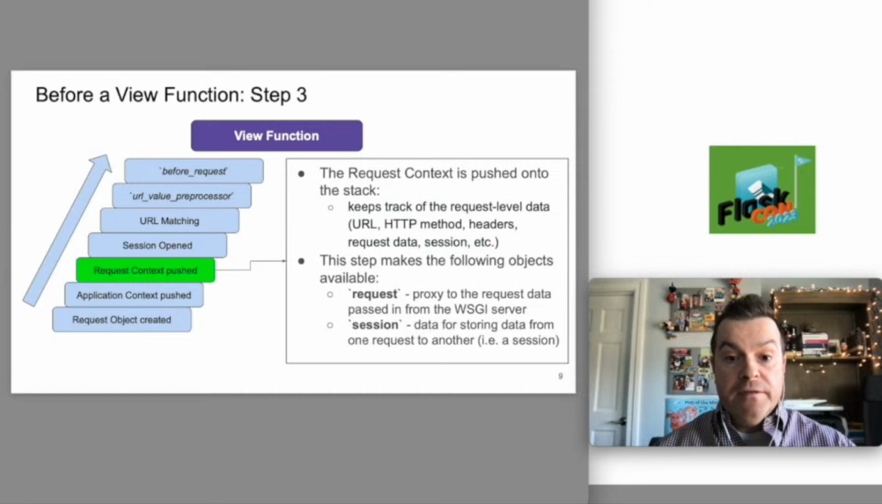Next, the request context is pushed onto the stack, and most of this data is going to come from that environment object from the WSGI server. This is going to keep track of the request level data, like the URL, the HTTP method, get, post, delete, things like that. Any headers, any data in the request, and also the session data, if it's available. This step makes available the request proxy, which can be used to access request data, and also the session data, which is used for storing data between different requests.